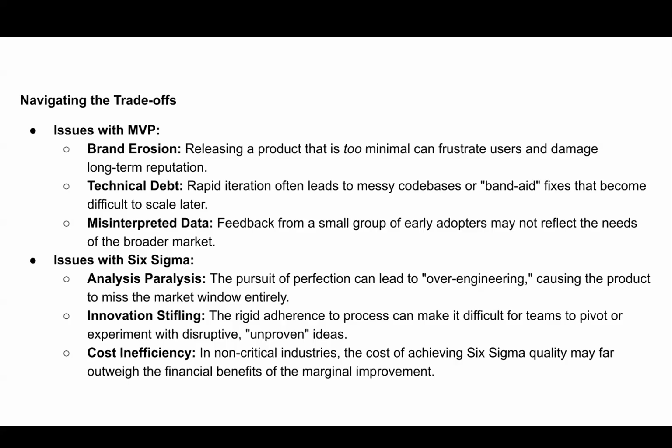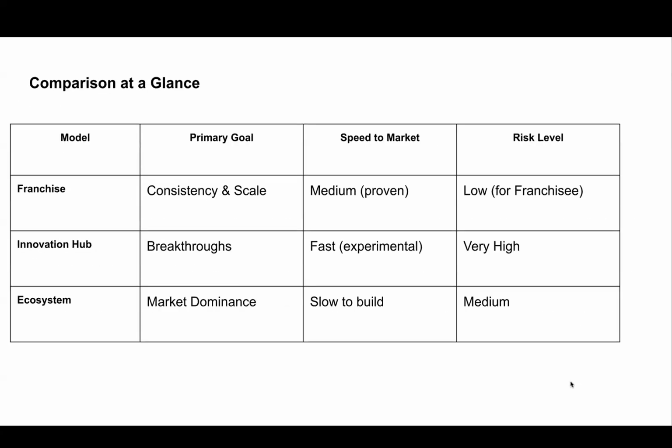And then Six Sigma can be actually cost ineffective, right? Because it just takes so long to try to figure this out to get it to zero defect, and it may not work that well. So when you look at that and you consider MVP versus Six Sigma, you can have different business models. Let's say you have a franchise and you're going for consistency and scaling up. You have sort of a medium speed to market, and your risk level is low because, if you're the franchisee, you've got this set system, right? So this is very consistent. This would probably be better with Six Sigma.